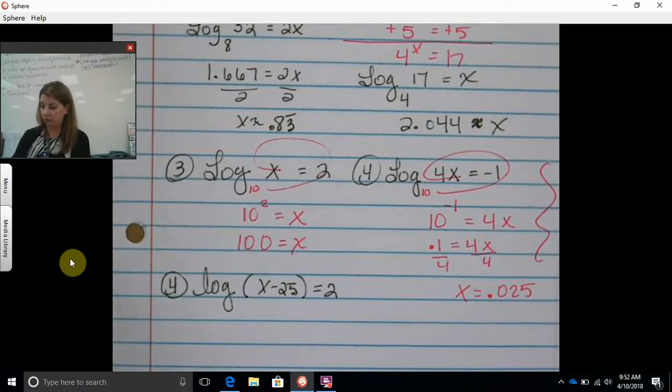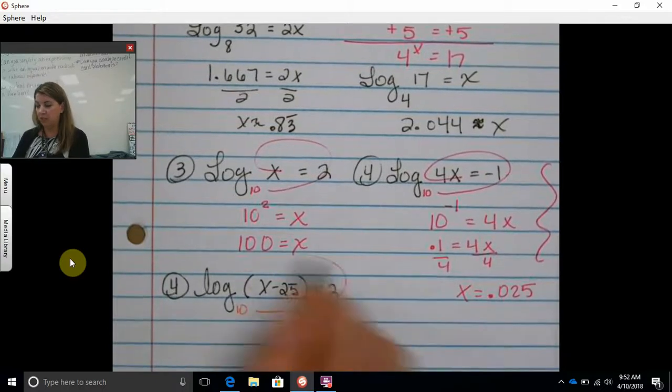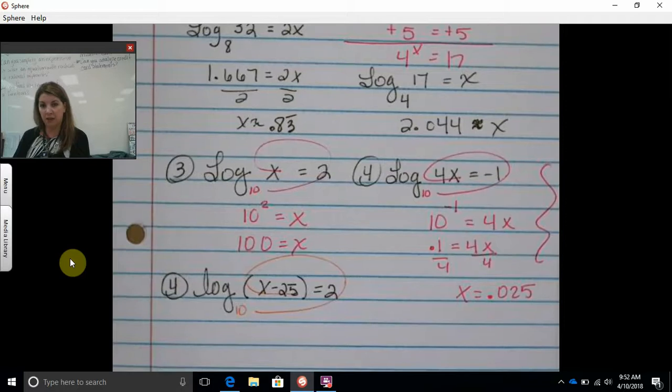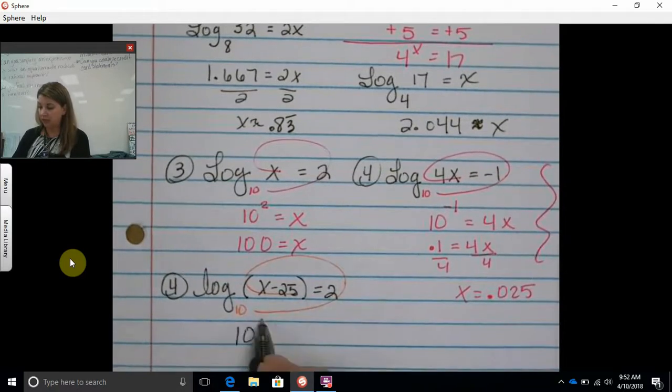Again, what's my base? 10. I've got a variable over here with a logarithm. I can't use change of base. So I'm going to have to rewrite it as an exponent, which would be 10 squared equals x minus 25.